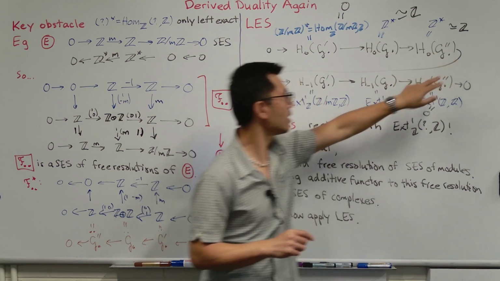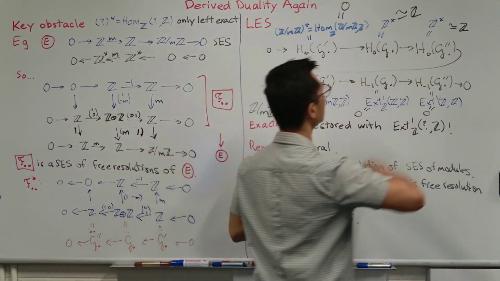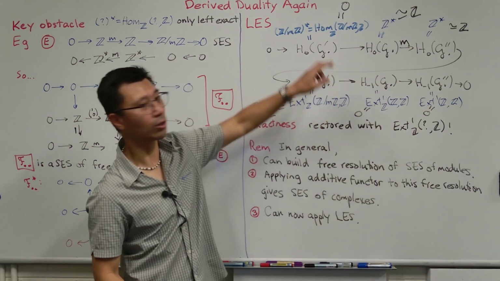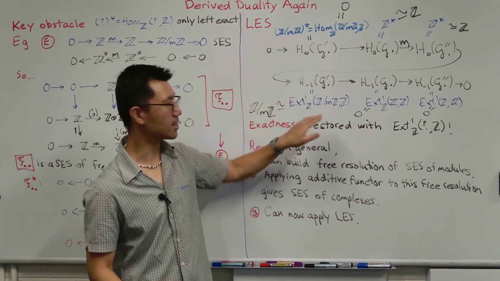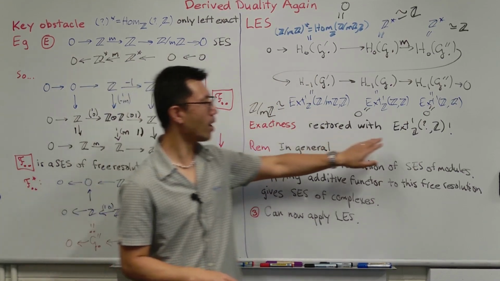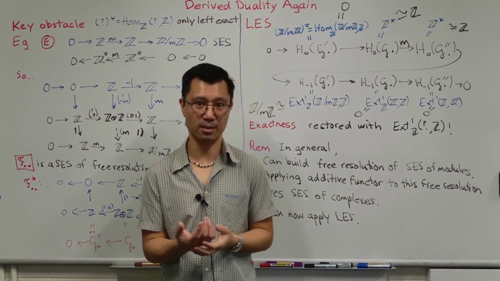Z maps to Z by multiplication by m here as well. And so the quotient of that is just Z mod MZ. But now this is realized as this extension functor. So in this sense, this derived functor Ext^1(Z, Z) restores exactness.